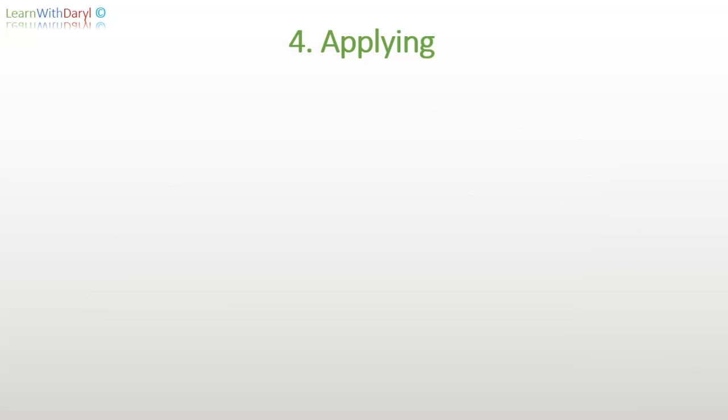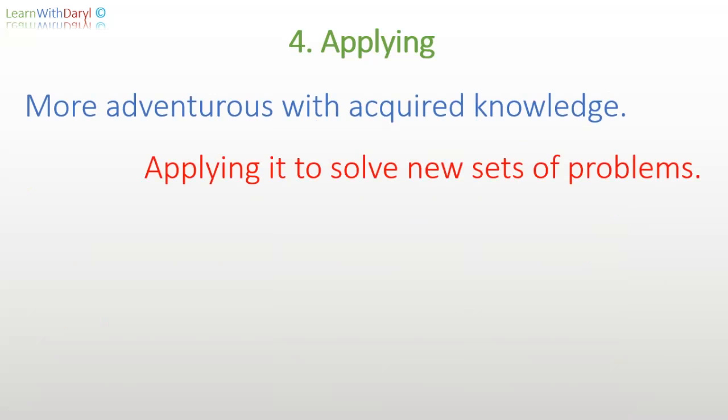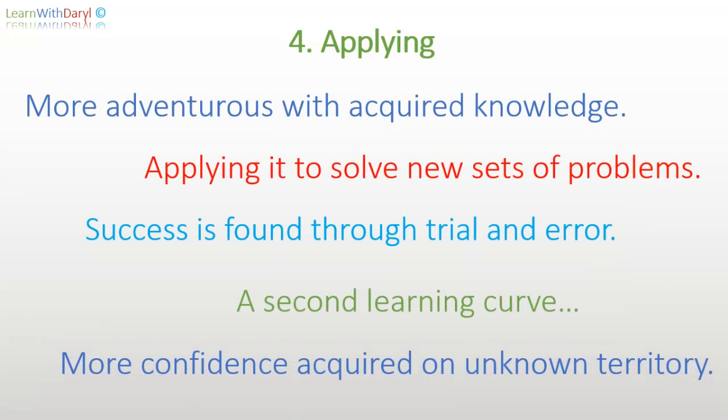After knowing comes applying. Applying is a process where we become more adventurous with the knowledge and try to use it to solve new sets of problems that have never appeared in the lecture notes or the textbook. In this case, success is found only through trial and error, where we have to constantly refer to the textbook and the lecture notes to know where the pitfalls are in those new sets of problems, which is in itself a second learning curve. This is how we become more confident about how to do new questions, and hence we are now ready to build our pattern.